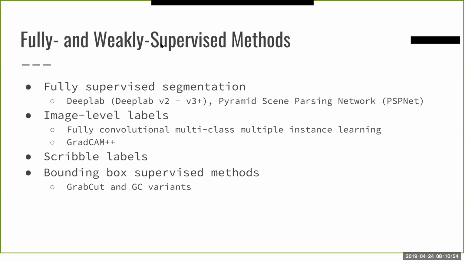Other methods, an older method is called GrabCut. You can actually use this in the OpenCV library. It basically takes a bounding box and turns it into a segmentation mask, and it's an older algorithm. It's not deep learning based, but it works if your object has contrasting colors from the background. But if your object looks like the background, then it doesn't work that well in general.